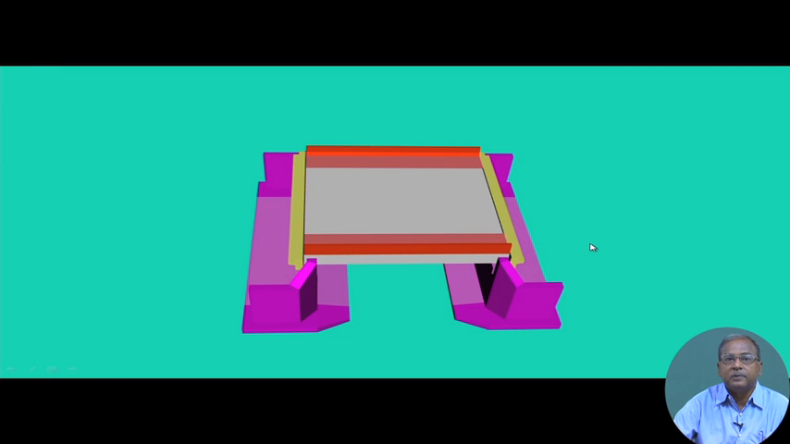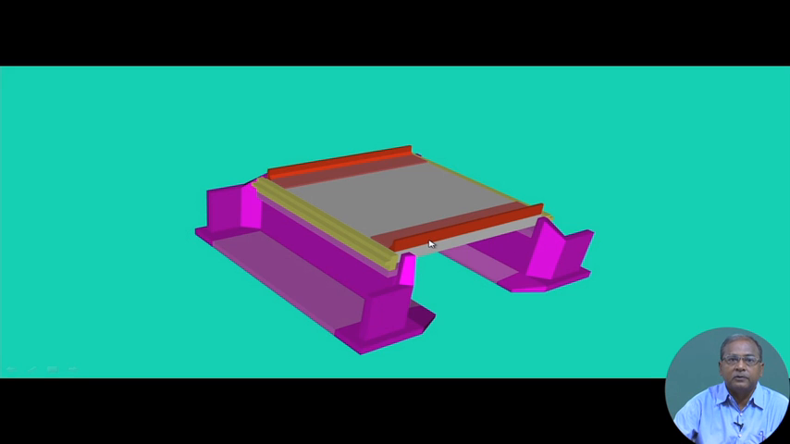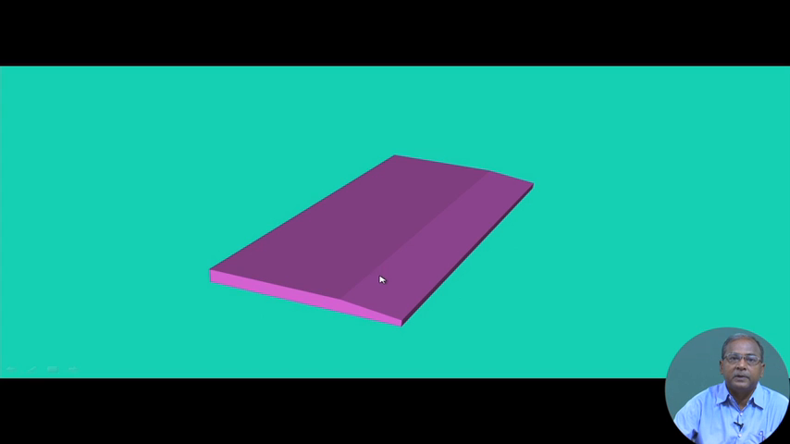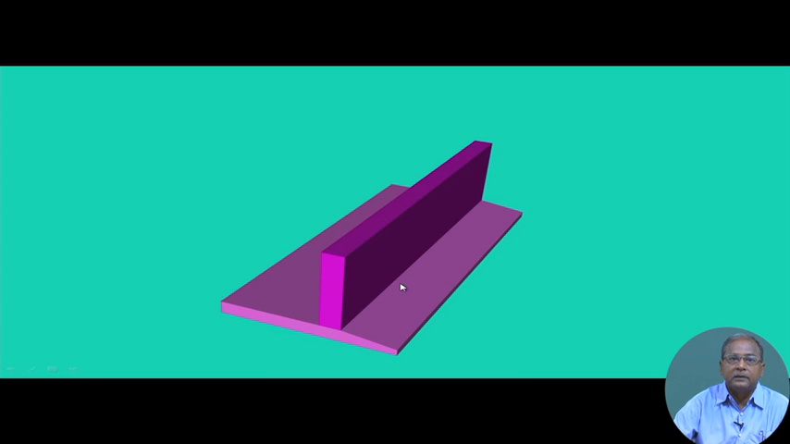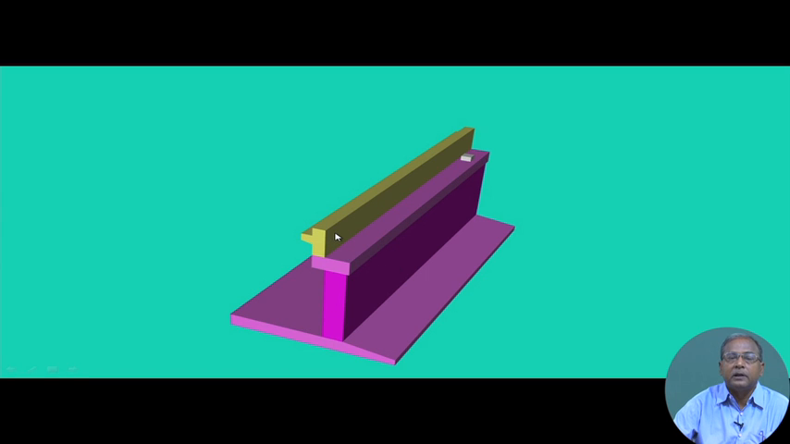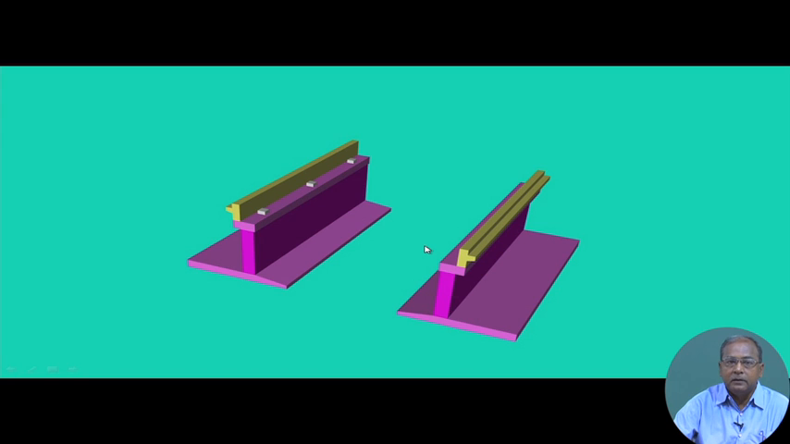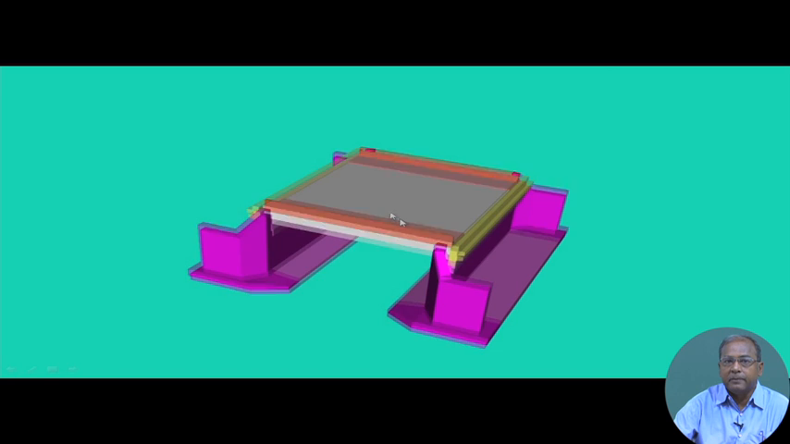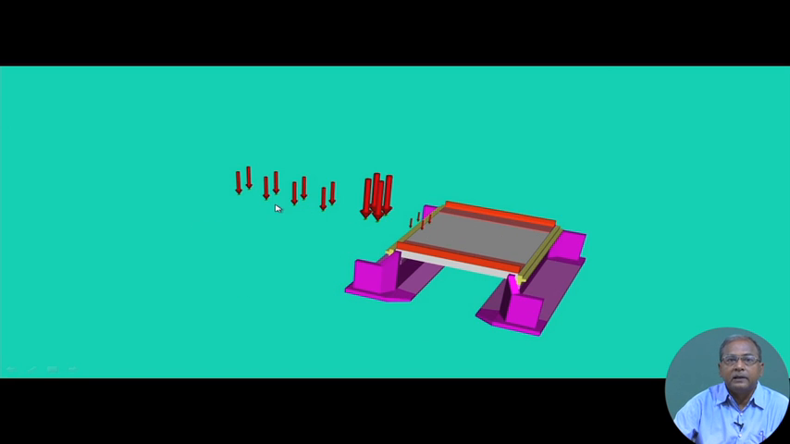In another view, you can see this is called the abutment. We have the base, then the stem, then the dirt wall, and on the other side we have the deck only, made of a solid slab. Then again the crash barrier, and finally the load. The question is which load we shall consider, which is very important here. I have given one particular load.